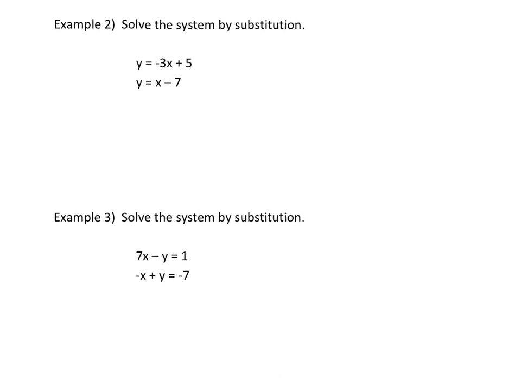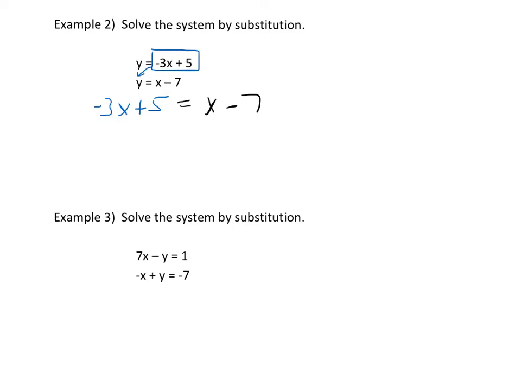Solve the system by substitution. Now, if you look closely at this one, notice both equations are solved for y, but it's still the same process. We're going to take y from the first one and substitute in for the y in the second one, which gives us negative 3x plus 5 equals x minus 7. So we just replaced one of the y's with what it was equal to in the other equation.